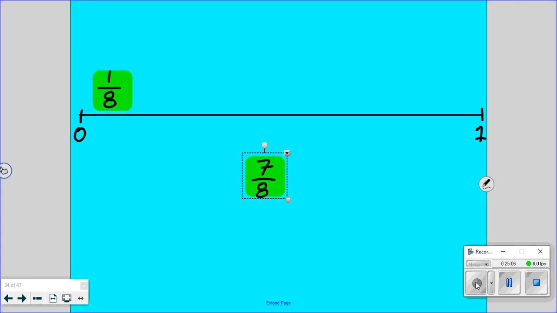All right, I want to see your number line. Hold them up. Let me see it. I see 7/8 very far away from 1/8. They're on two different sides. Put your number lines down. Why did you guys put 7/8 so far away from 1/8?